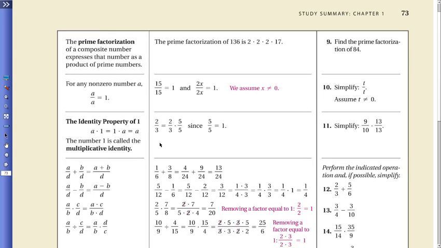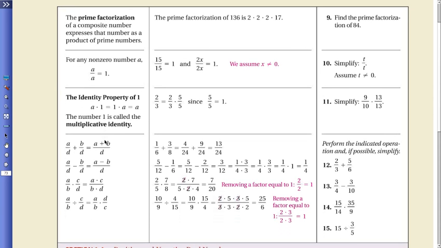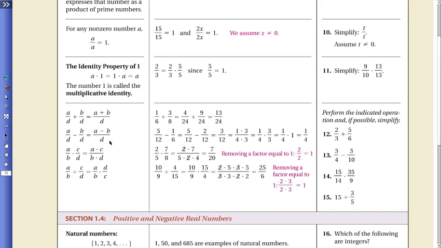I could keep going. But they're pointing out that this is possible, and this works because of these rules that they just gave us. And in fact, number 1 is called the multiplicative identity, or the identity a lot of times for multiplication, identity property of 1. A lot of different kinds of words, but that identity is always consistent. Then they give us the rules of addition, subtraction, multiplication and division.